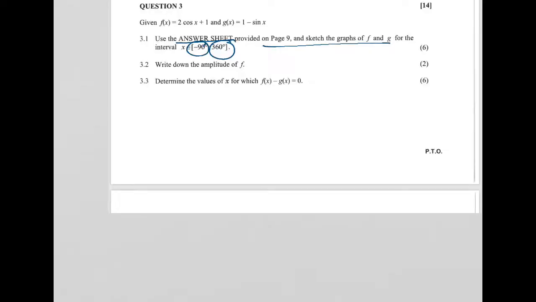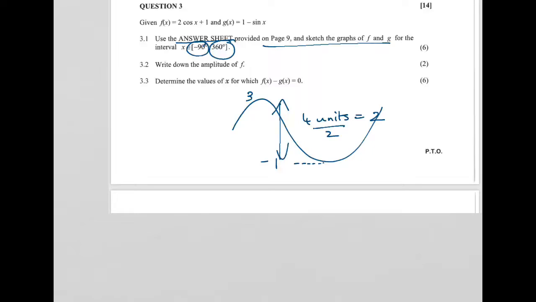All right, moving on to 3.2, it says write down the amplitude of f. Now you can look at the graph and see what the difference is between your peak and your minimum, and divide it by 2. So there's 4 units between them. If you divide it by 2, it's going to be 2. But also you can just look at the number in front of the cos, the sine, the tan. That gives you the amplitude. So in this case, the amplitude of f is positive 2.